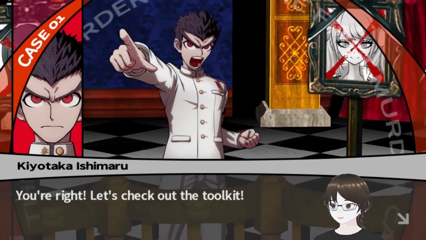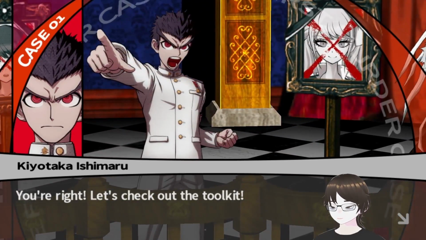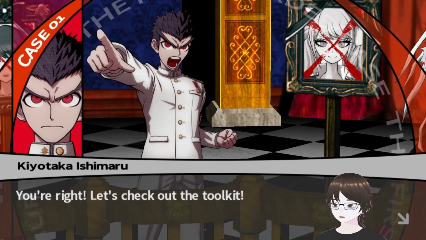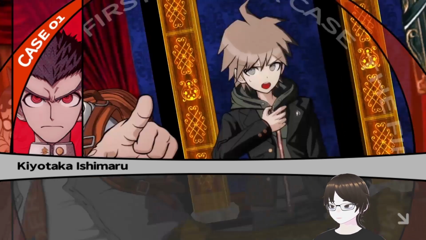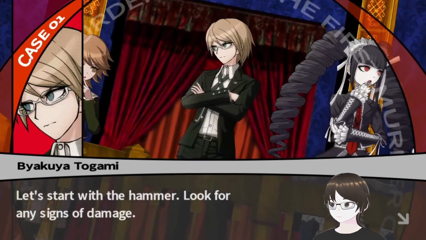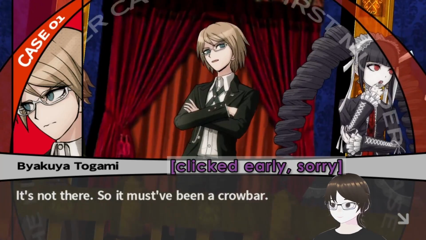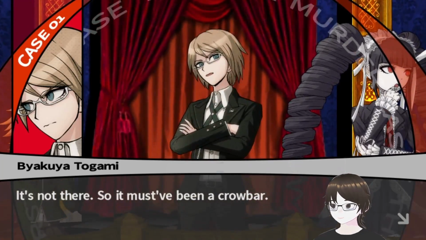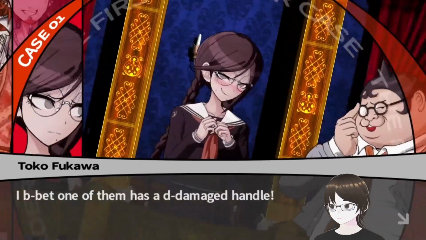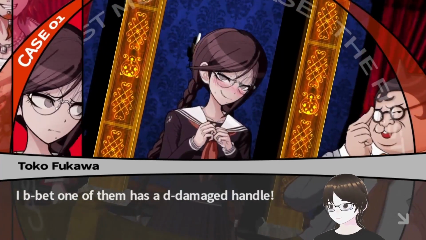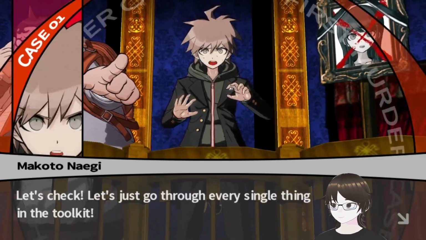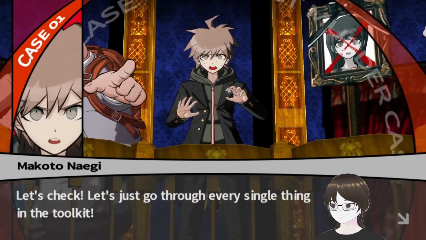Oh, we have the toolkits with us? Good foresight. I feel like that'd be a Taka decision, right? He probably told us all to bring them. Just in case. Alright, let's go. Let's start with the hammer. Look, it's not there, so it must have been a crowbar. And check the crowbars. I bet one of them has a damaged head. Or at least some sign of use. Let's just go through every single thing in the toolkit.